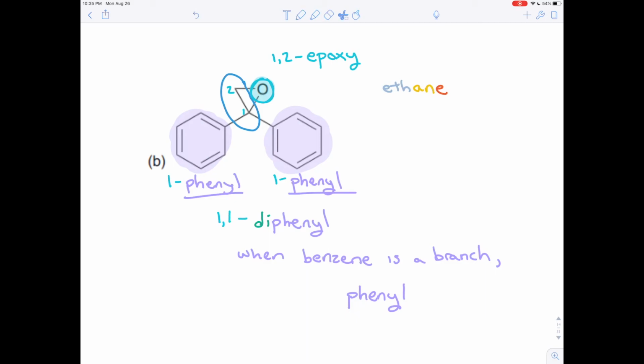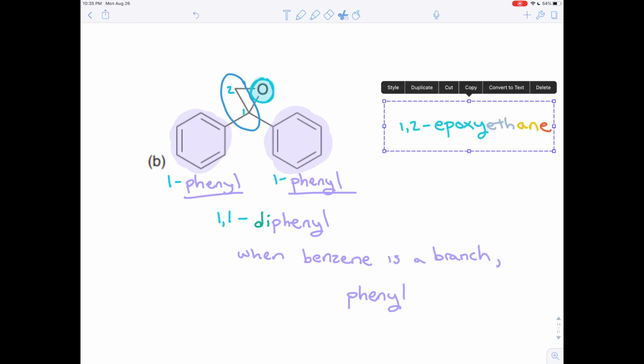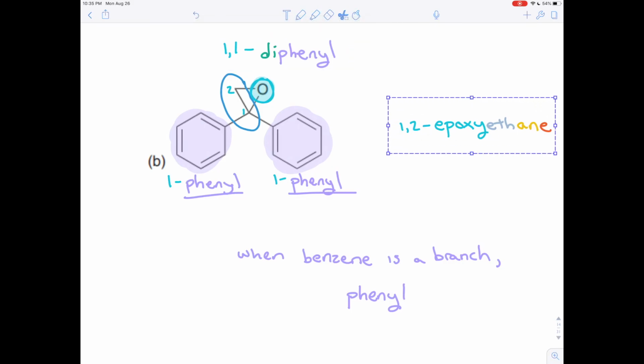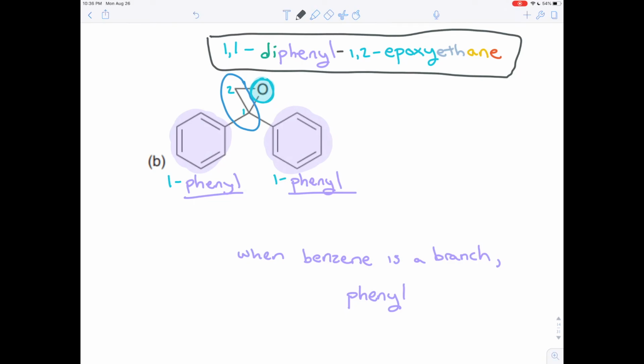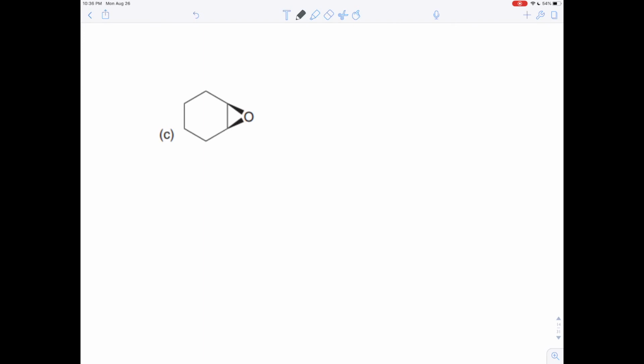All right, so now we just have to put these pieces together. Ethane, the backbone name, of course, comes last. The one exception you want to remember is that the epoxy name comes immediately before that because that branch is so intimately tied to the backbone. And then in front of that are whatever other branches you have. So here, that would be 1,1-diphenyl. So the name for the whole molecule would be 1,1-diphenyl 1,2-epoxy ethane. Beautiful name.